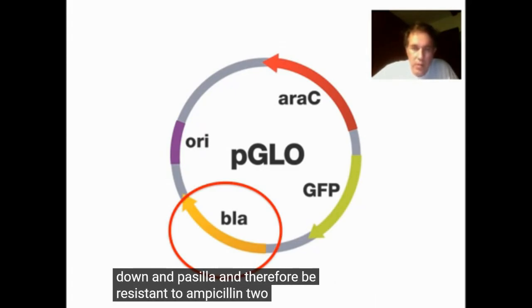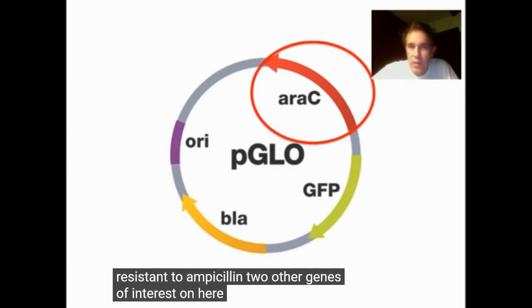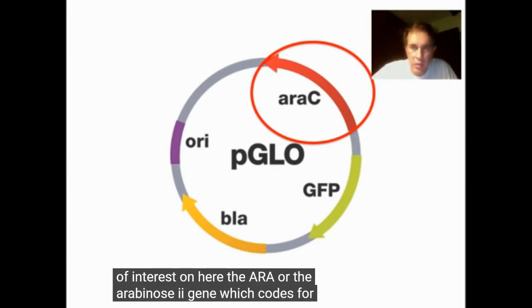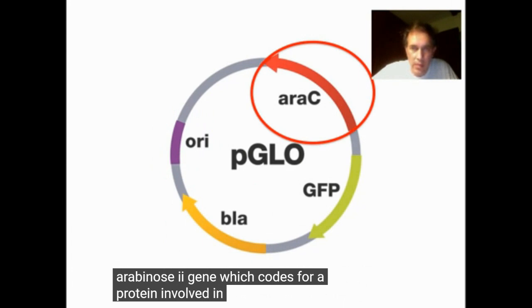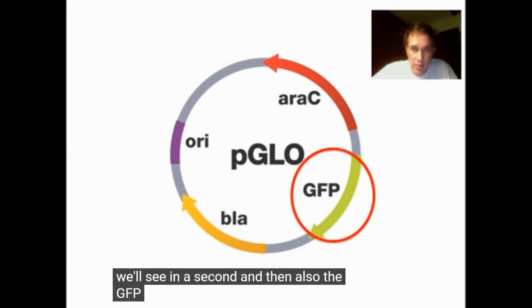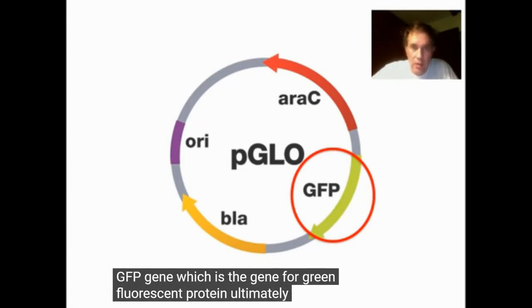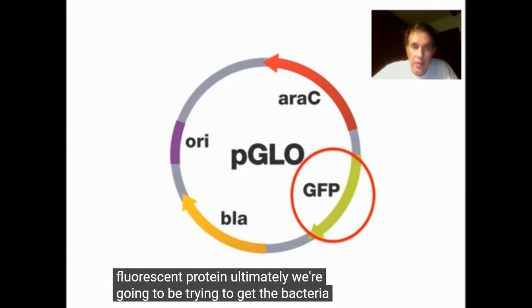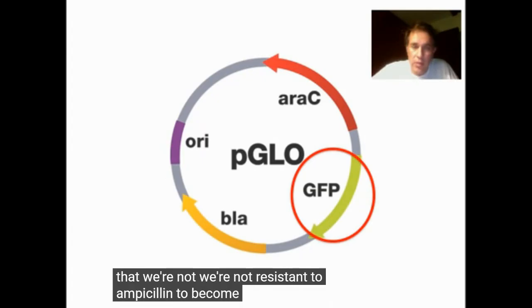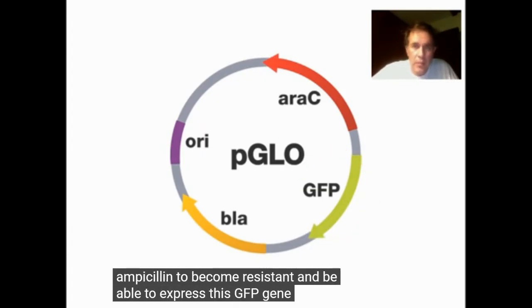That gene codes for the enzyme ampicillinase, which would give the bacteria the ability to break down ampicillin and therefore be resistant to ampicillin. Two other genes of interest on here are araC, or the arabinose C gene, which codes for a protein involved in the operon, which we'll see in a second, and then also the GFP gene, which is the gene for green fluorescent protein. Ultimately, we're going to be trying to get the bacteria that were not resistant to ampicillin to become resistant and be able to express this GFP gene.